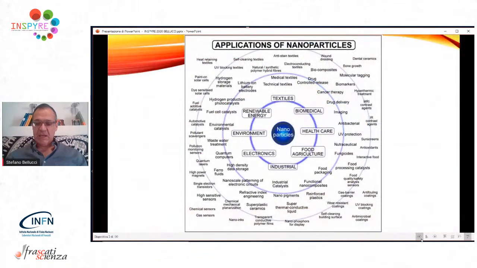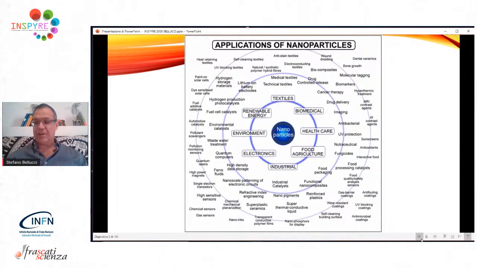You will be surprised how much nanotechnology has already penetrated our everyday life. And here you see the wide range of applications of nanoparticles. Nanoparticles are put at the center of this structure of concentric circles. In the next circle, I have put different areas of application, from textile to biomedical to genuine healthcare, to applications in agriculture and food, not only production, but also packaging. Then genuine, hard industrial application, from the production of industrial additives to pigments for paints, for instance.